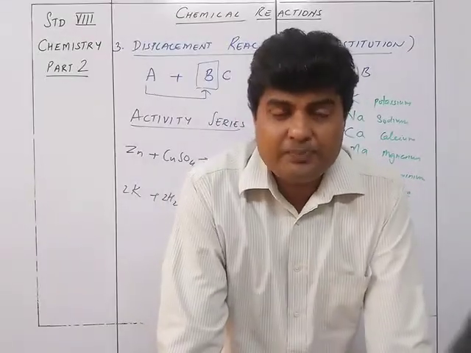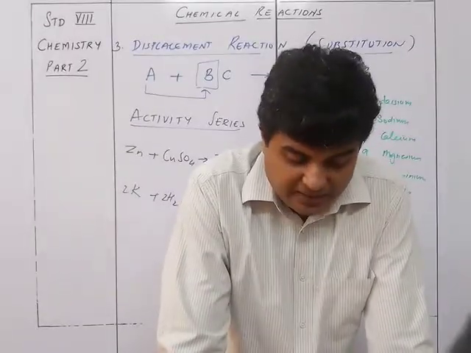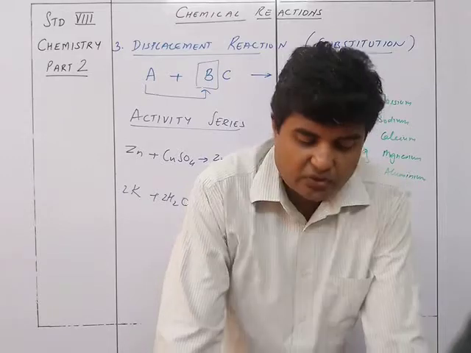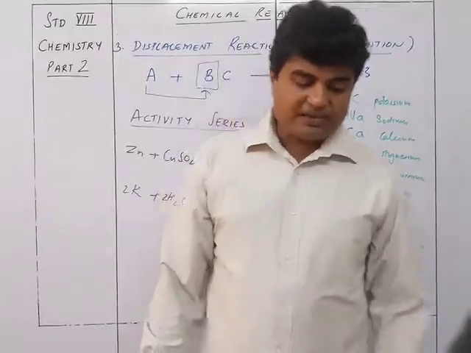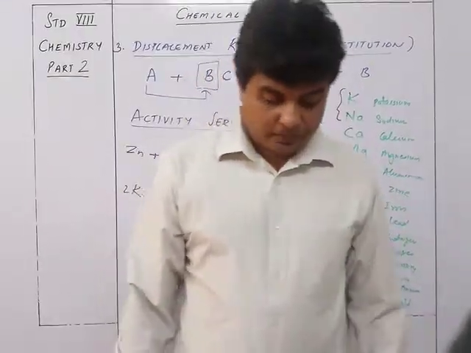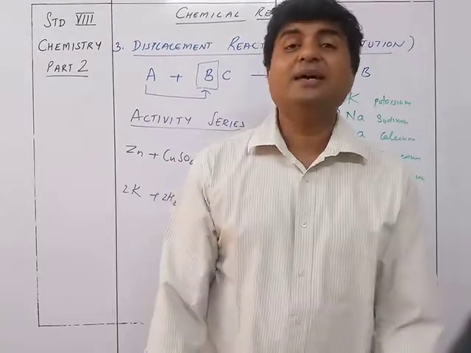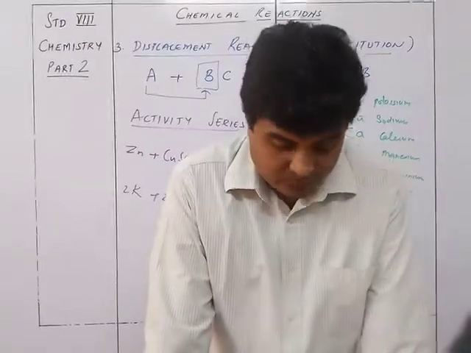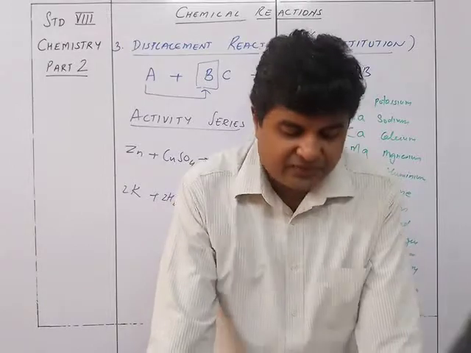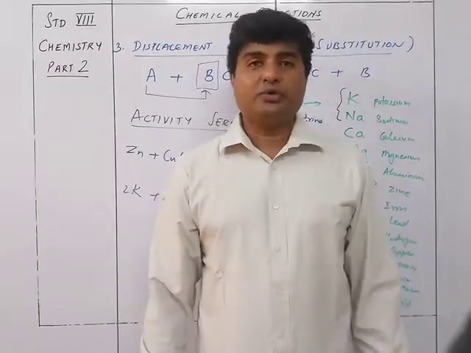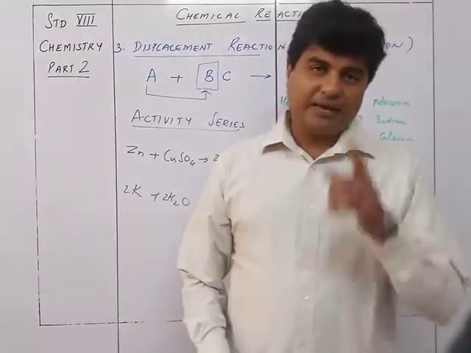A plus BC is going to give me AC plus B. Zn plus CuSO4 gives ZnSO4 plus Cu. K plus H2O gives me KOH plus H2. So that is called displacement reaction. We now move on to the fourth kind of reaction, that is double decomposition reaction. But that will be in the next video.